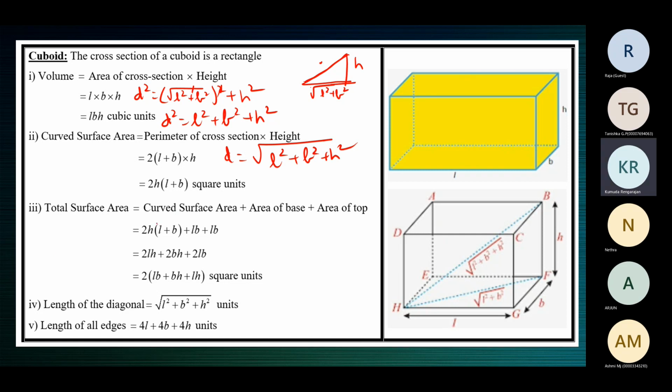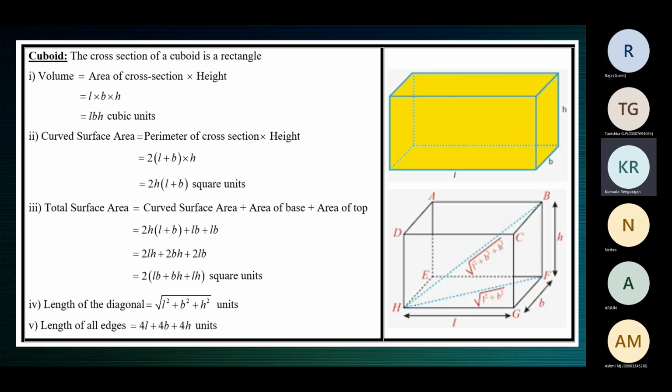So the length of the diagonal of the rectangle is root of L square plus B square. The length of the diagonal of the cuboid is root of L square plus B square plus H square units. And like a cube, a cuboid also has 12 edges.